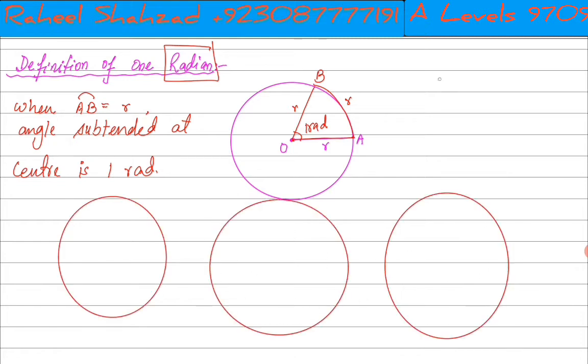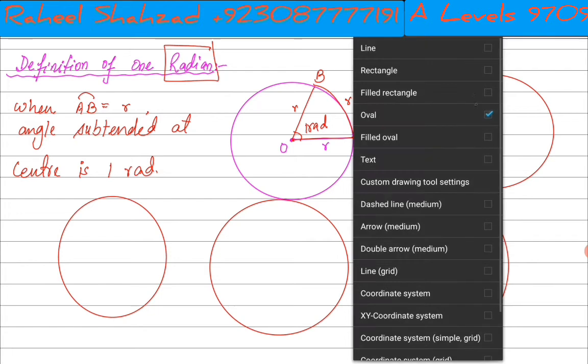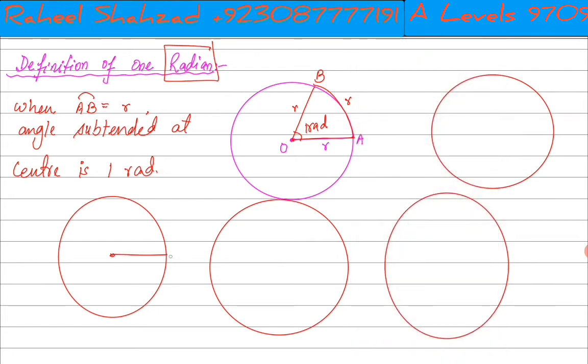Suppose we have these circles. In the first case, assume this is 6 centimeter OA. From A to B you move 6 centimeter on the circumference. If the radius and arc length are equal, at that instant this angle is equal to 1 radian. Suppose we have another circle of 10 centimeter radius, O and A. You move on the circumference till B, so the arc length is 10 centimeter. At that time this is equal to 1 radian.